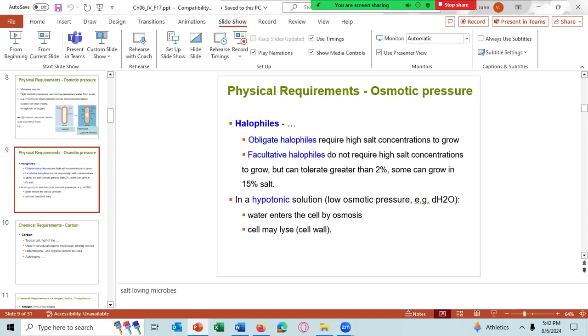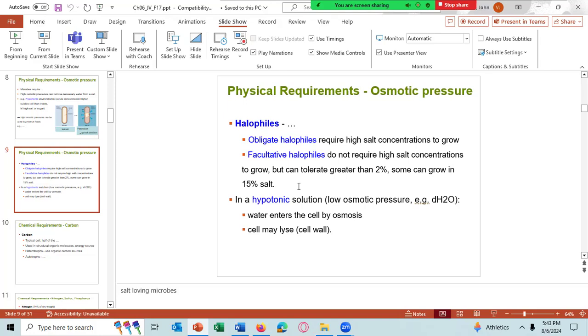Halophiles are organisms that prefer living in salt. Obligate halophiles require a high salt concentration to grow. Facultative halophiles do not require the high salt concentration to grow, but they can tolerate salt greater than 2%. Some can grow in salt up to 15% salt. So an example of a facultative halophile would be Staphylococcus epidermidis or Staphylococcus aureus. It can grow on your skin, which actually gets up to 20% salt, sodium chloride. And it doesn't require that salt concentration to grow.